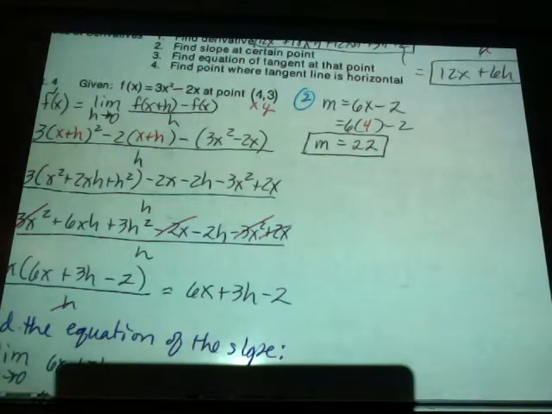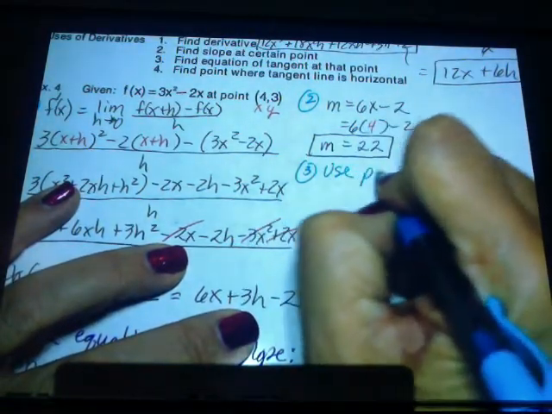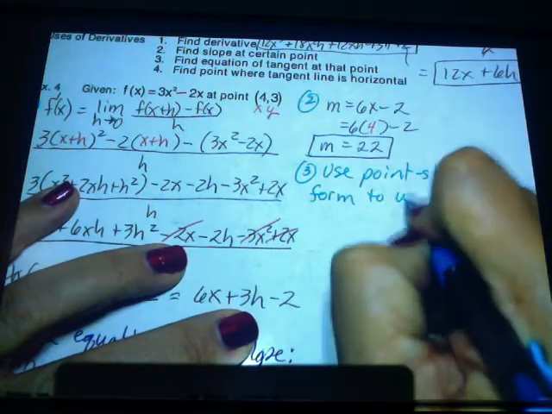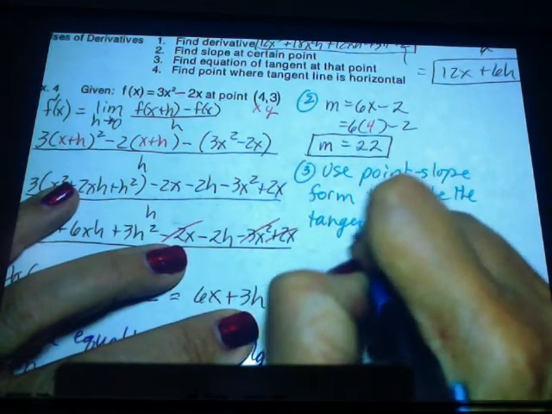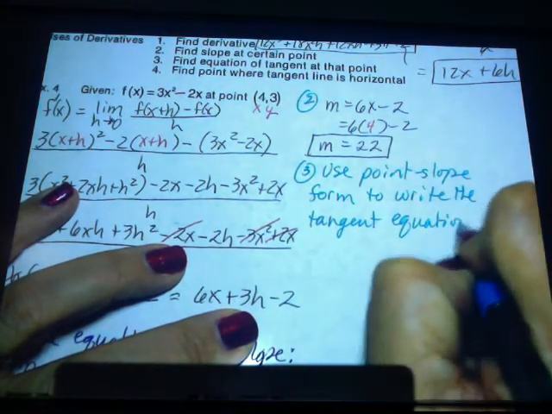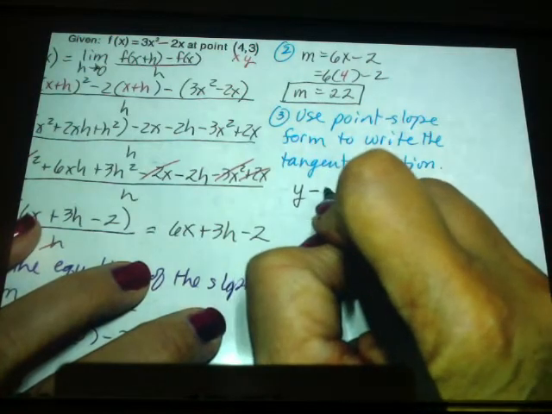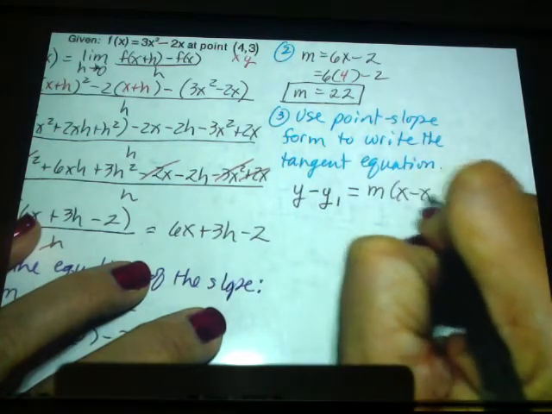Then step 3, you're going to find the equation of the line tangent at that point. So you're going to use point slope form to write the tangent equation. In case you forgot, do you remember what point slope form is? y minus y sub 1 equals m times x minus x sub 1.